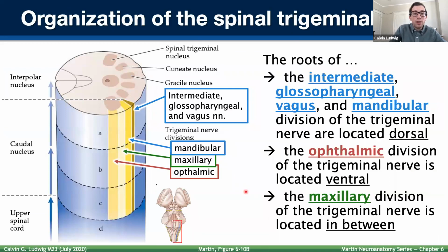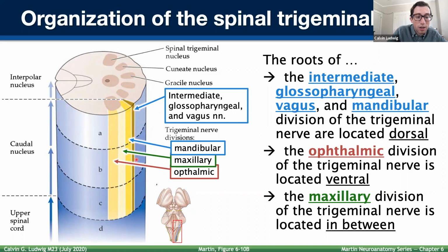Okay, now we're taking a close look at the spinal trigeminal tract, a very important structure that extends from the spinal cord up through the lower parts of the brain. So starting with the blue boxes, the intermediate, glossopharyngeal, vagus, and mandibular division of the trigeminal nerve are located dorsal.